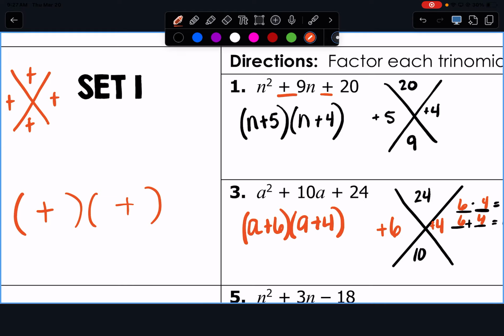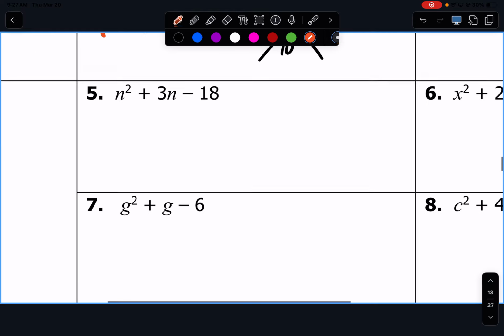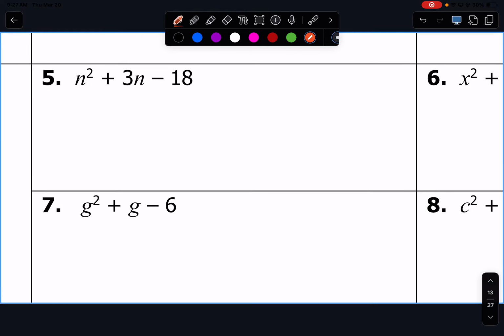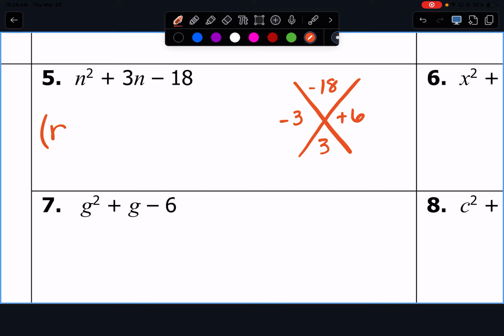All right, set 2. Let's look at it. For number 5, what is A times C? Negative 18. What is B? What are the factors of negative 18 that can add to give us 3? Negative 3 and 6. Negative 3, positive 6. So to write my answer, what would I say?